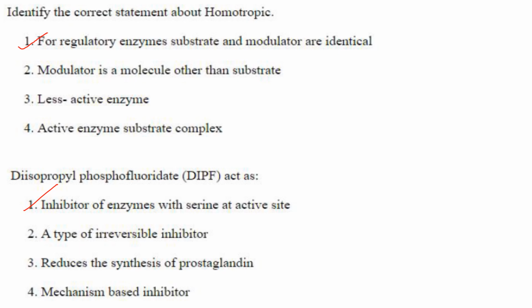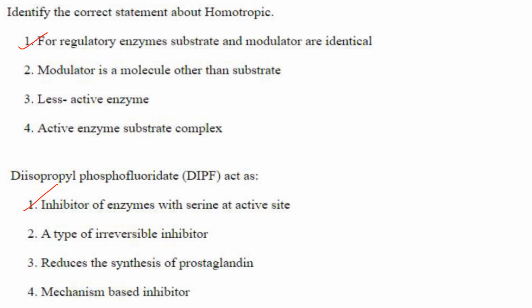And in heterotropic regulation, substrate and effector are different. The effector can either activate or inhibit the enzyme. So here they have asked to identify the correct statement about homotropic. For a regulatory enzyme, substrate and modulator are identical. Answer is option 1. Modulator is a molecule other than the substrate: that is the case of heterotropic regulation, not homotropic. The other two options are not related to homotropic and heterotropic.